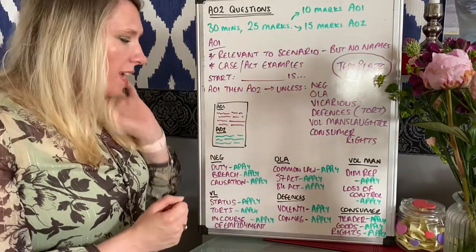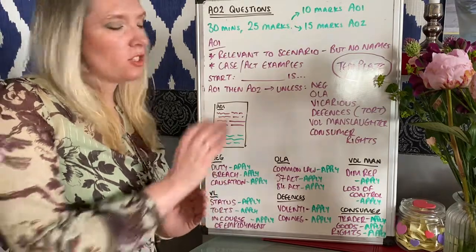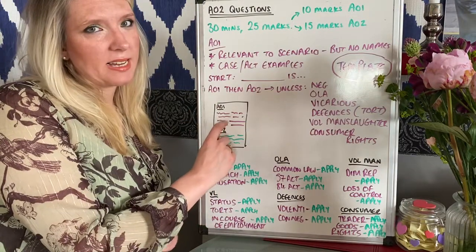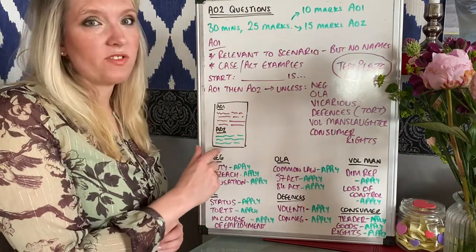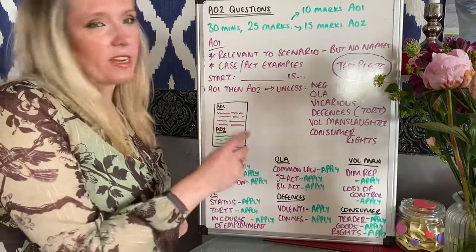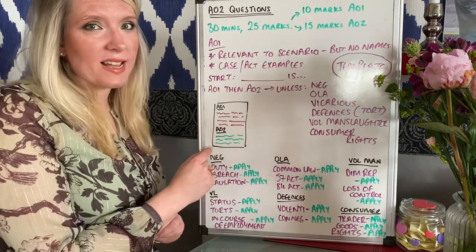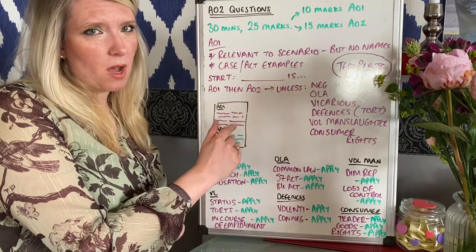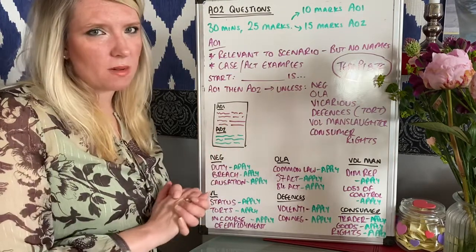For most topics, you should lay out your answer to do that AO1 without referring to any names, and then the AO2 after. And in fact, feel free to put headings in to clearly show the examiner that this is where my 10 marks are going to be and this is where my 15 marks are going to be.